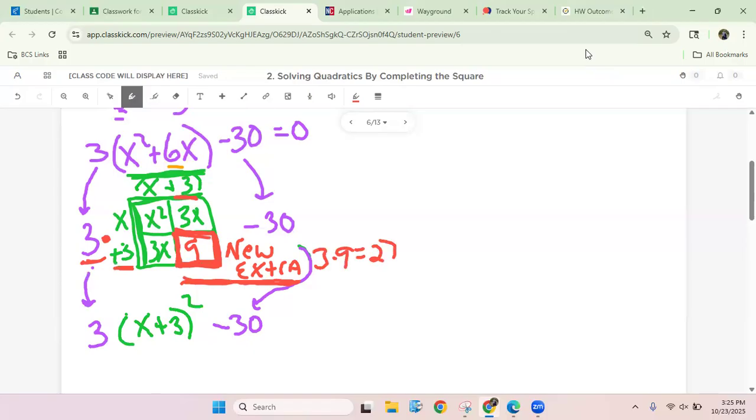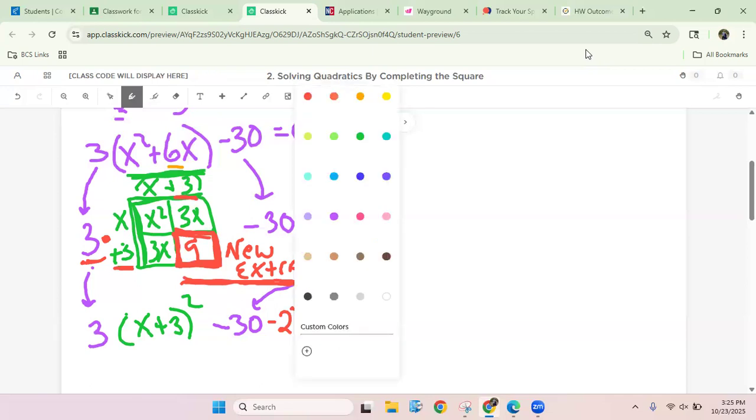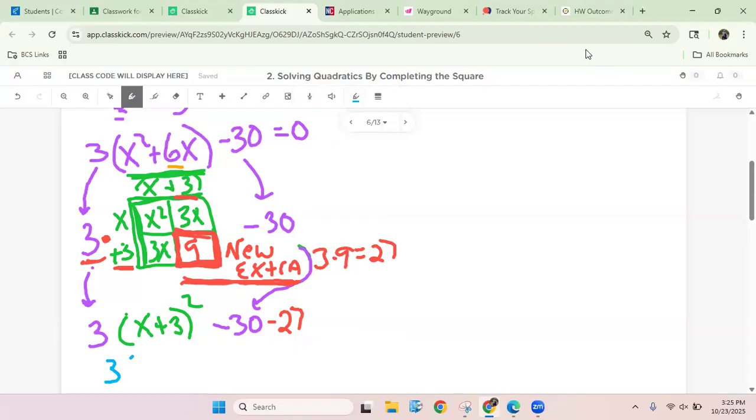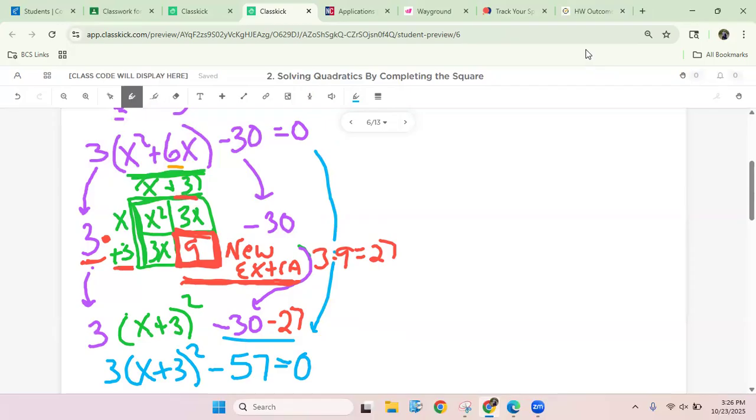Well, if it's new to the problem, we've got to get rid of it. So I'm going to subtract that 27 from it, and then rewrite the equation. So we have 3 parentheses x plus 3 squared, and then minus 30 minus 27 is minus 57 equals 0. There's that 0 all the way down there; I just brought that down. All right, now we've completed the square and turned it into vertex form. We need to solve this piece, so let's do that now.